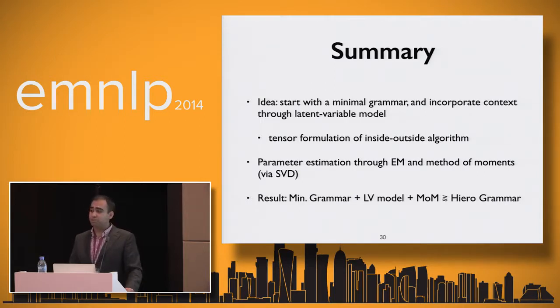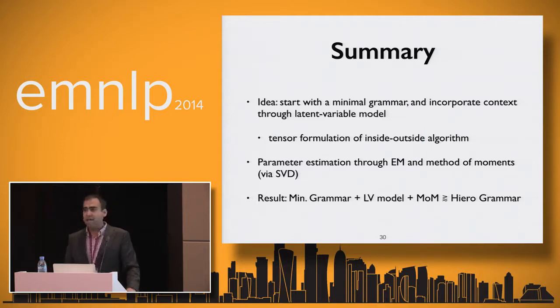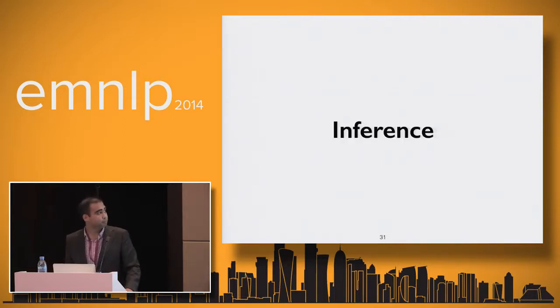And then we present two methods to estimate parameters of this model, one using EM, or expectation maximization, and the other using the method of moments, which I will also call the spectral method, so I'll use those terms interchangeably. And the one result, if you don't remember anything from this talk, the one result I'd like you to remember is that a minimal grammar in combination with a latent variable model and a particular estimation technique, the method of moments estimation, is roughly as good as, if not slightly better than, the traditional hierarchical grammar. But obviously, because we're using a minimal grammar, the grammars are much smaller.